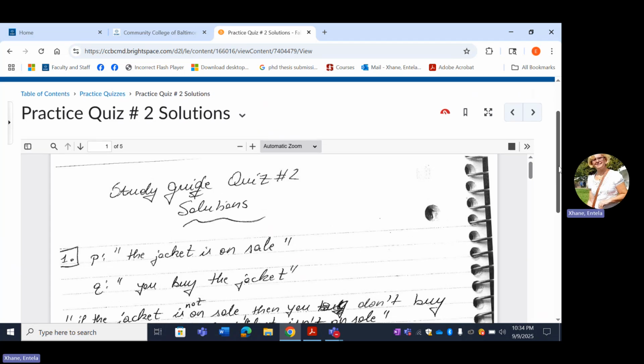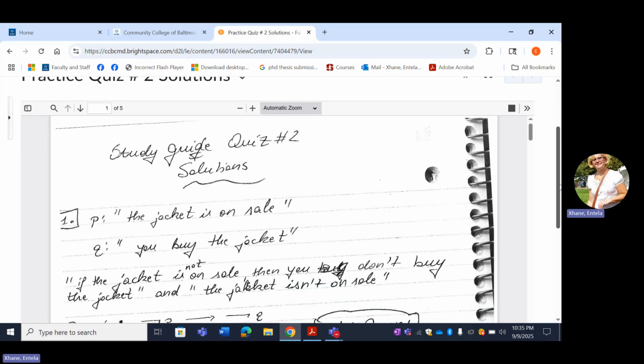So let me go ahead and read out loud the first question. Given the premises, if the jacket isn't on sale, then you do not buy the jacket. And the jacket isn't on sale. So use the premises, construct an argument, which is a collection of premises, using the rules of inference to determine what you can conclude, if anything, about whether or not you buy the jacket. Now let's look at the solution.